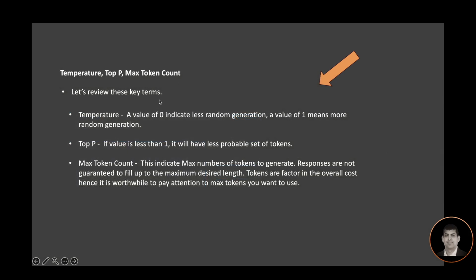A few key terms to understand when you are using a GenAI based solution. Temperature is a parameter: a value of 0 indicates less random generation and a value of 1 means more random generation. Top P, if the value is less than 1, it will consider a less probable set of tokens. Max token count indicates the maximum number of tokens to generate. Responses are not guaranteed to fill up the maximum desired length. Tokens are a factor in the overall cost, hence it's worthwhile to pay attention to the max tokens you want to use.